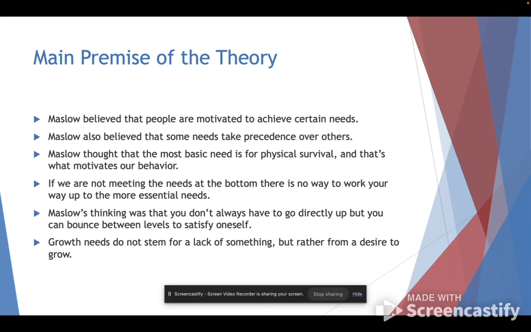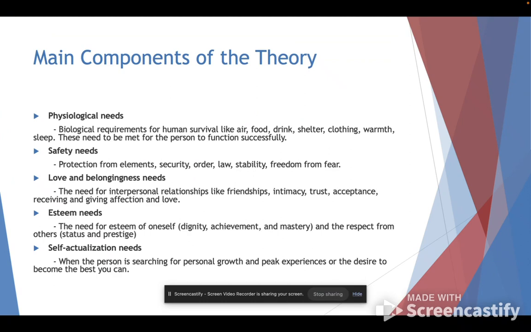Growth needs do not stem from lack of something, but rather from a desire to grow. So that's basically just saying that you aren't really looking at something because you're lacking it. You're looking more because you're trying to grow as a person. The main components of the theory, so these are the 5 components.